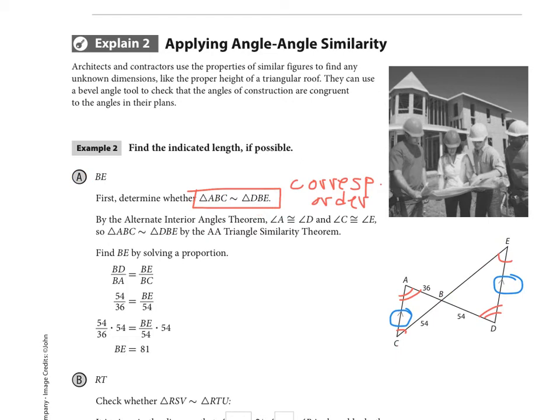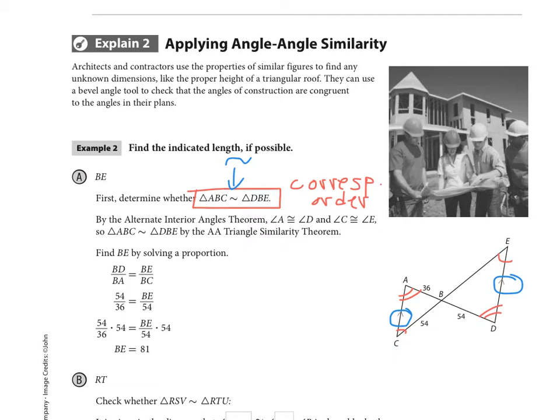And I'm not sure if we've mentioned this so far, but it's worth mentioning again. Remember, this symbol right here is a symbol for similarity. It's kind of like the congruent symbol, only the equal to part is taken out, and that's because we don't have equal sizes, we just have similar shapes, okay?